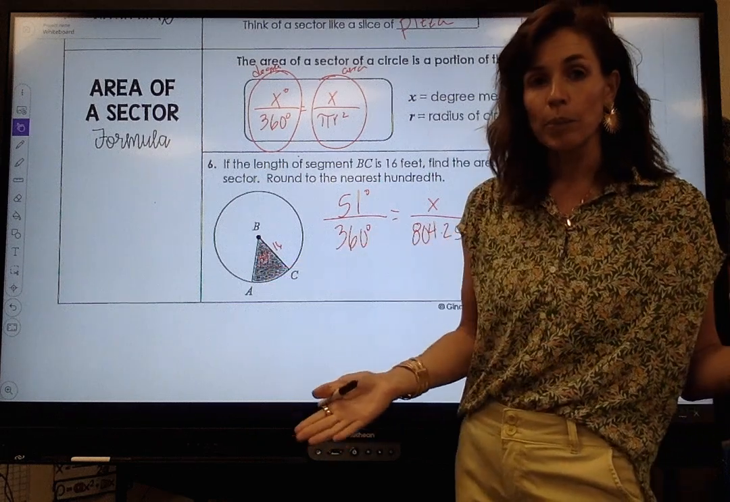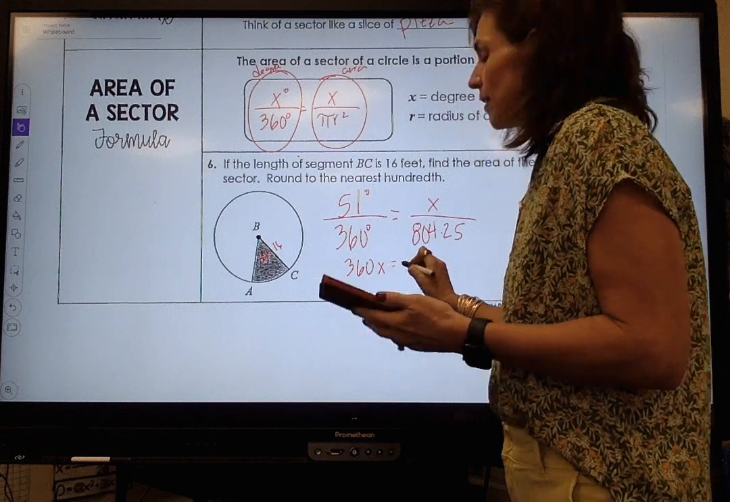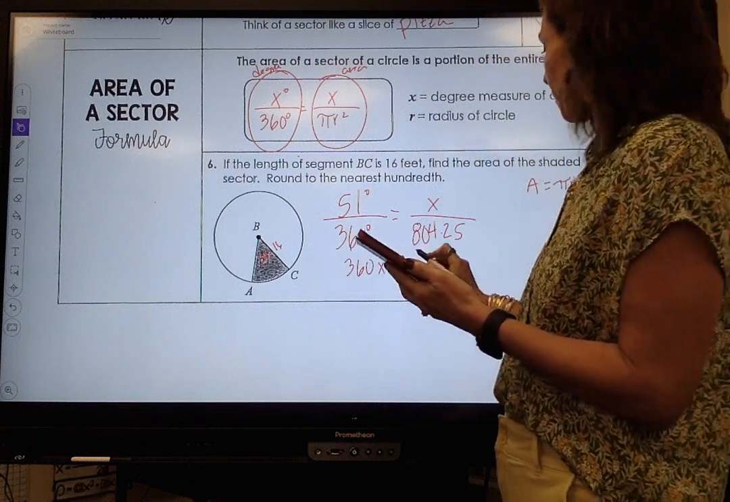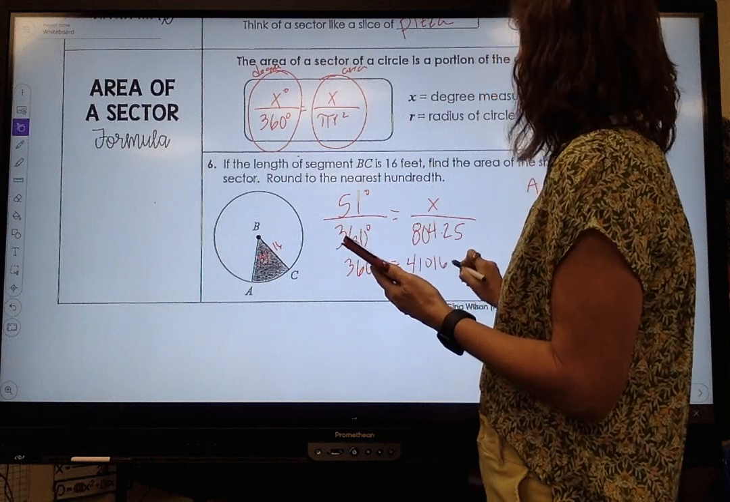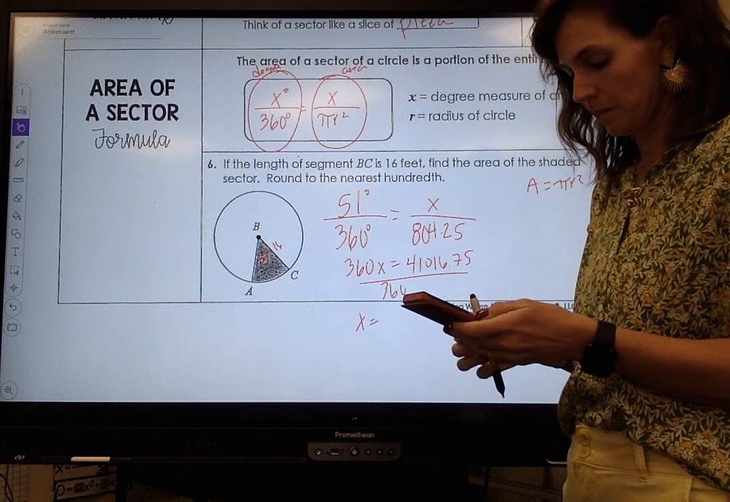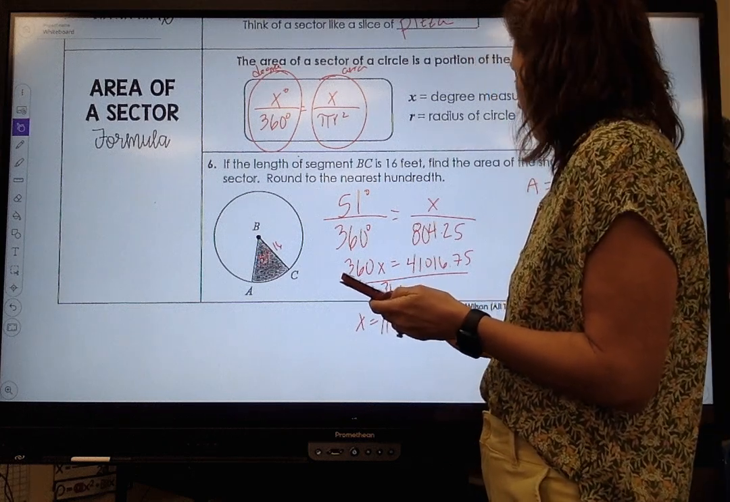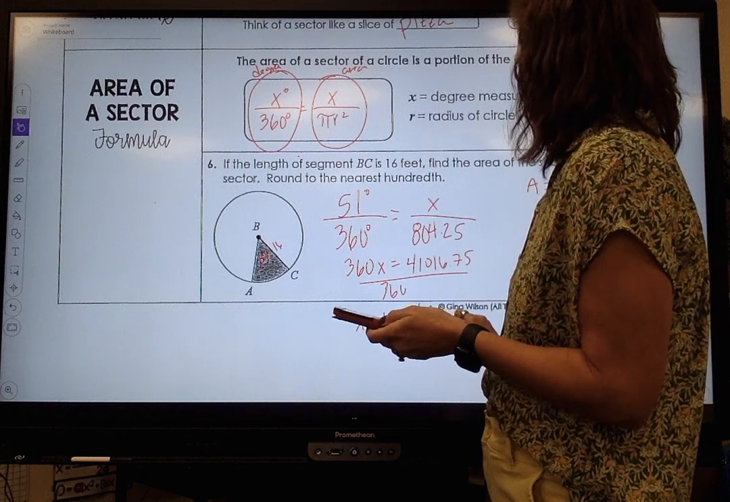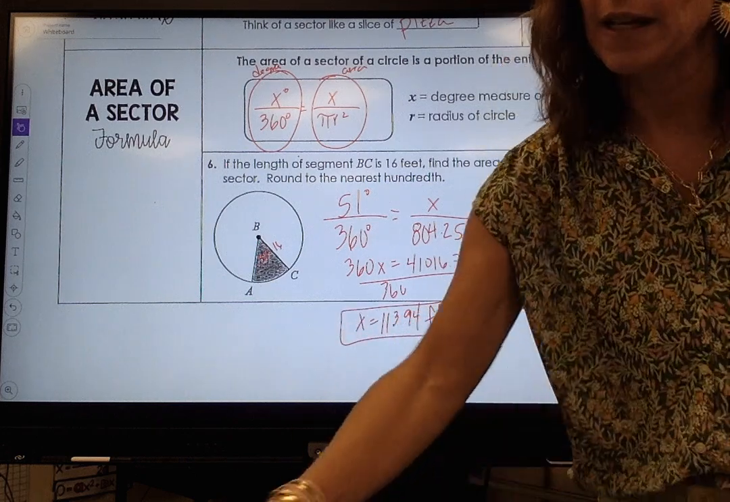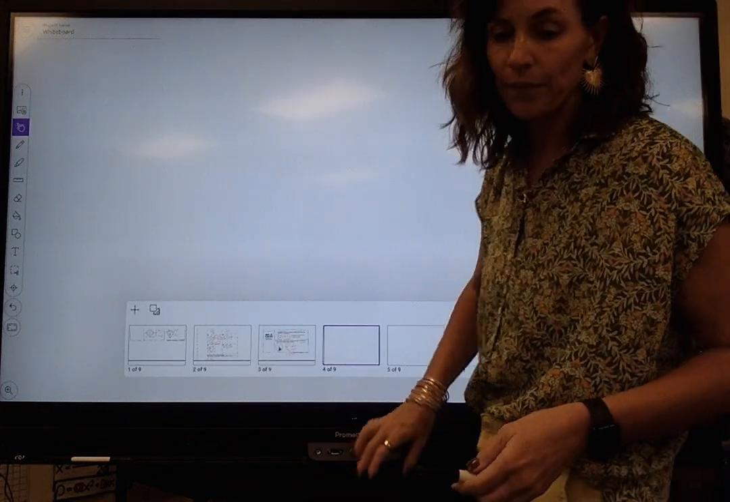So now I've created a proportion. Now I'm just going to cross multiply. I get 360x equals this, and then divide both sides by 360, and I get that this section was 113.94 square feet. All right, let's do a couple more together.